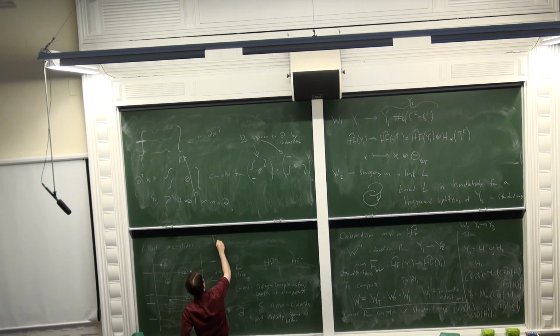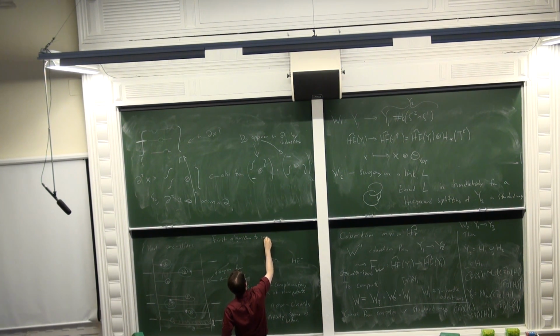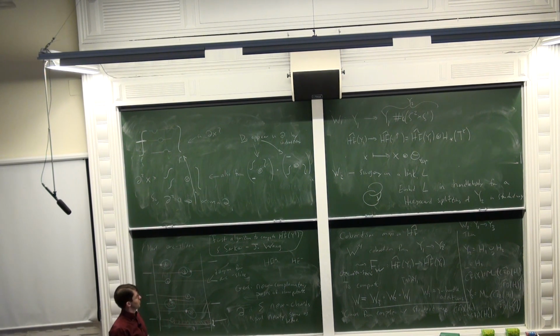So the first algorithm to compute HF hat of a 3-manifold is due to Sucharit Sarkar and Jiajun Wang. It's very different. You produce a particular kind of Heegaard diagram, which they call a nice diagram, and you can directly compute the differential there. The original algorithm is somewhat inefficient.